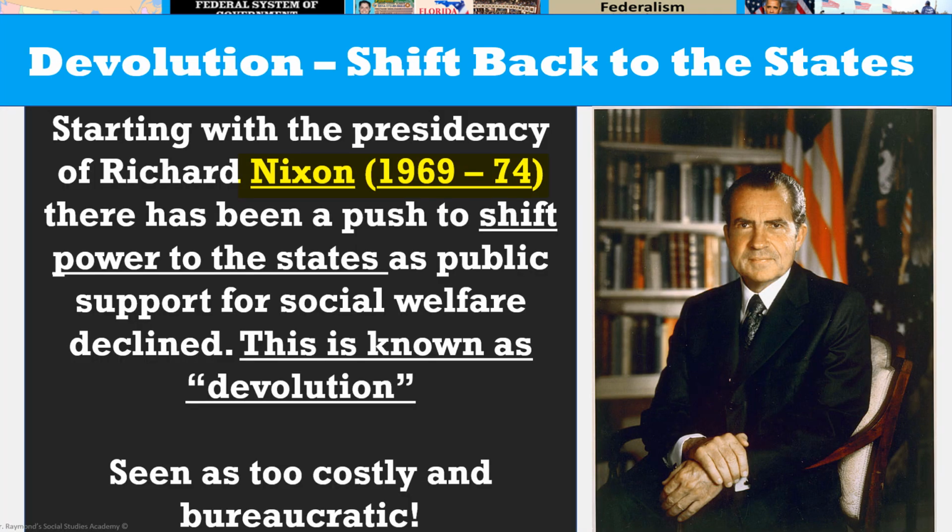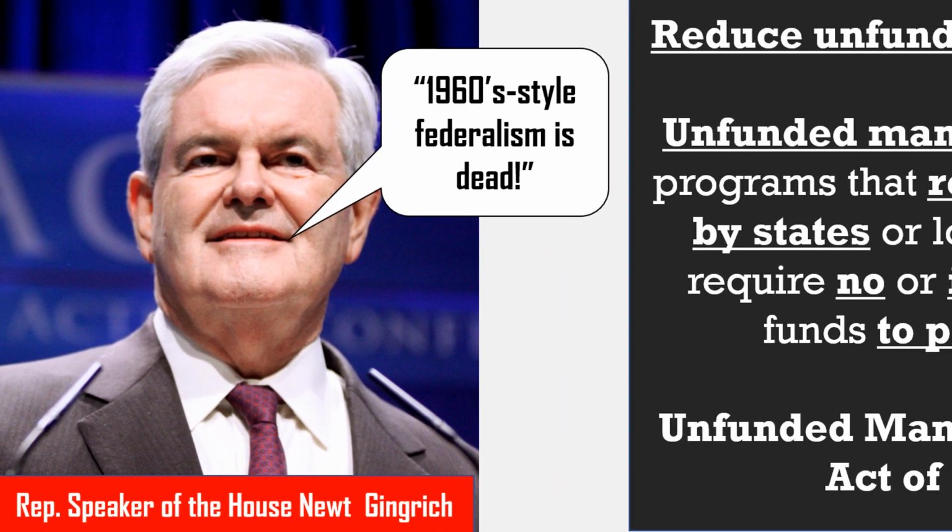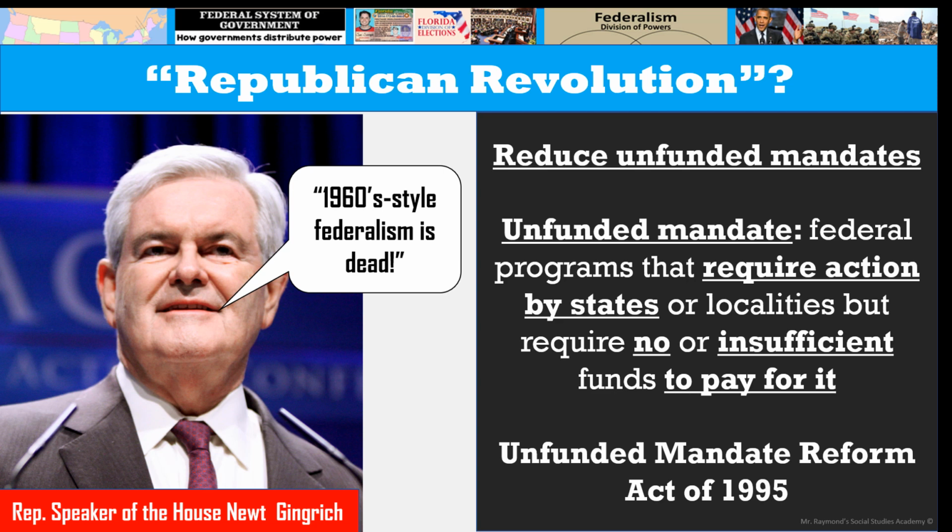Starting with President Nixon in the 70s, many Americans called for a decrease in federal welfare spending and to shift responsibility back to the states in what your test will refer to as quote-unquote devolution. The practice of devolution was furthered under President Reagan, who instituted what he referred to as new federalism, when he proclaimed the era of big government was over, and this included welfare reform and more block grants. In the mid-1990s, Speaker of the House Newt Gingrich announced that 1960s-style federalism is dead. He and many on the right wanted to see an end to what are called unfunded mandates, in which the federal government requires action from the states, but provides insufficient or no funding for it.